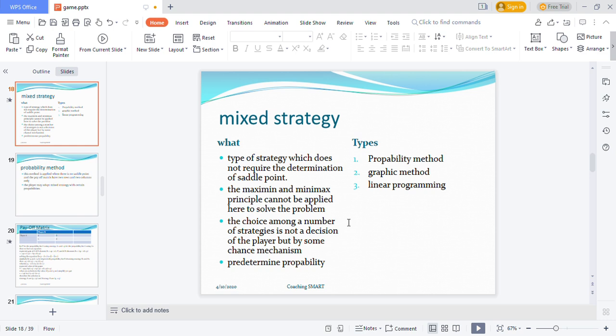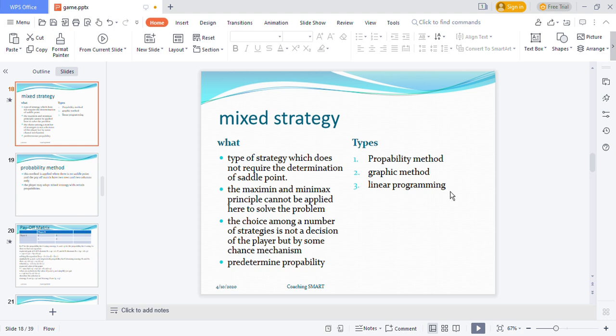The choice among a number of strategies is not a decision of the player, but made by some chance mechanism. So the decision is undertaken by a particular chance mechanism. And one of the chance mechanisms that we are talking about is the predetermination by probability. So we make use of probability to give the solution.